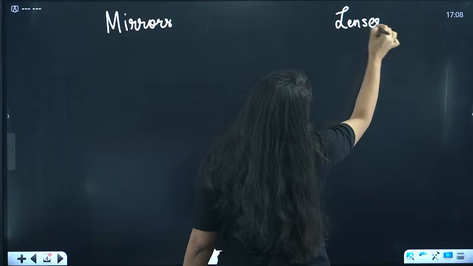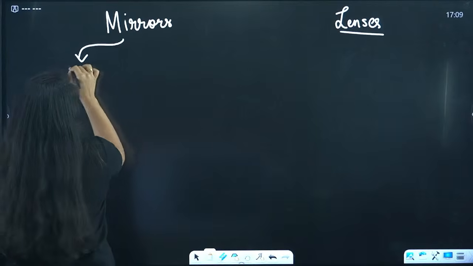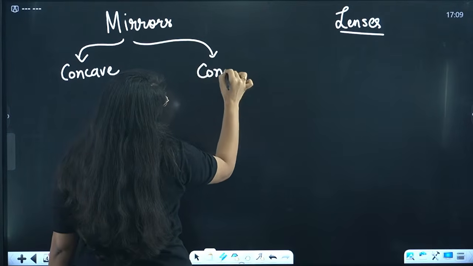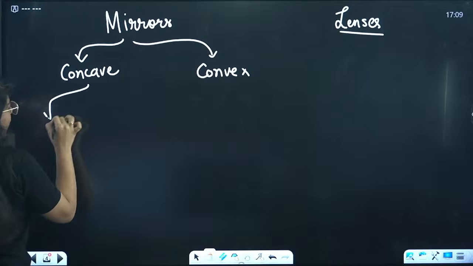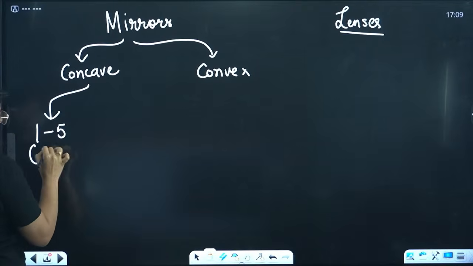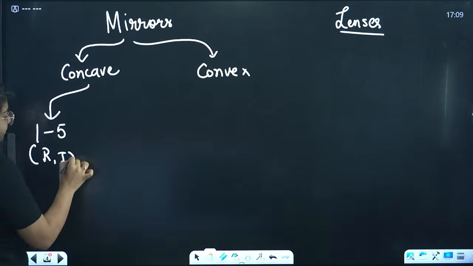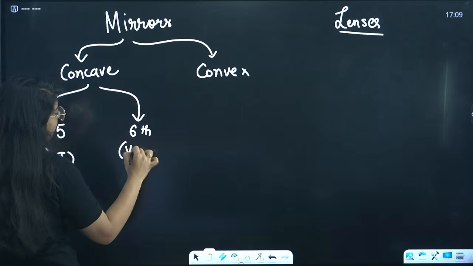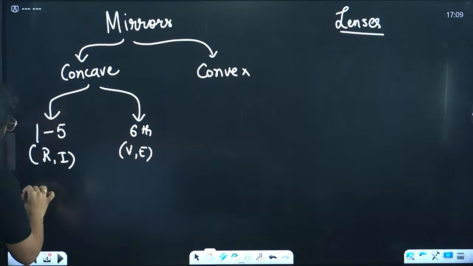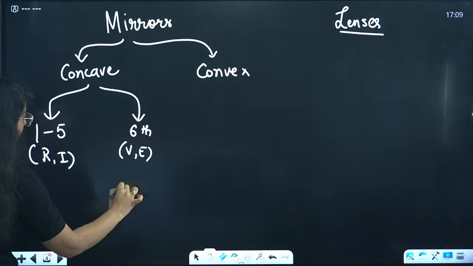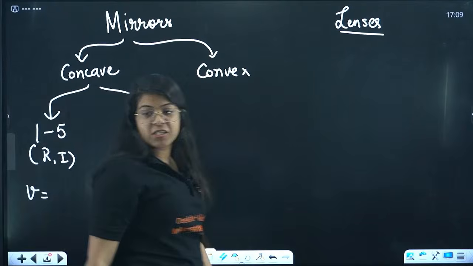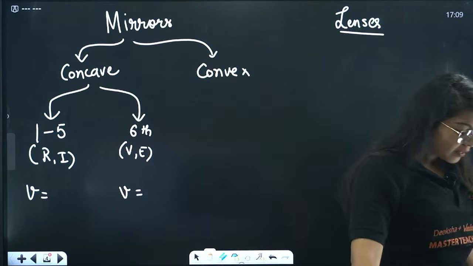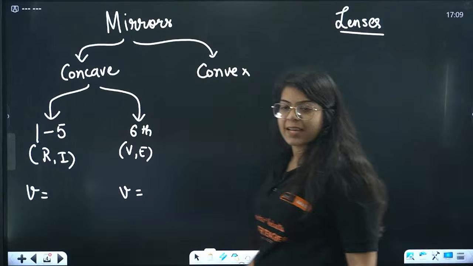Now in mirrors, we have two things, right? Concave and convex. In concave, we have 1 to 5 cases, and in these we have real and inverted images. Correct, everyone? In the 6th case, the image is virtual and erect. Now you tell me the sign of image distance in these two cases. If you can tell, then only I will think that my kids are excellent.